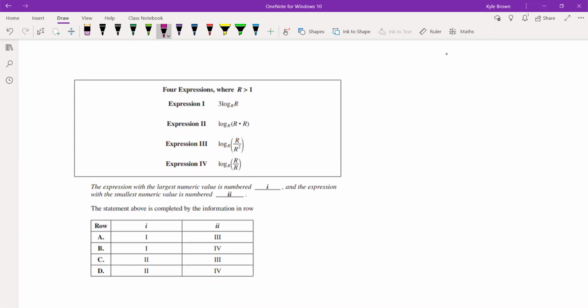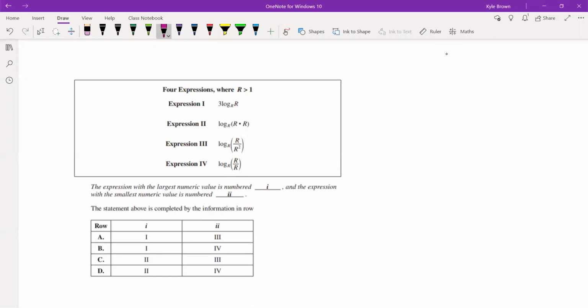One little thing I might recommend doing here, I don't know if it's cheating or not, but you could just make up any number you like and actually put some numbers in and try it, right? You could put in 2 for R, for every one of the R's, and just plug it in your calculator and figure out which one ends up giving you the bigger and the smaller numbers, right?